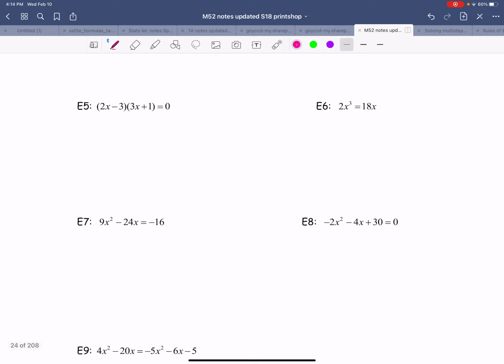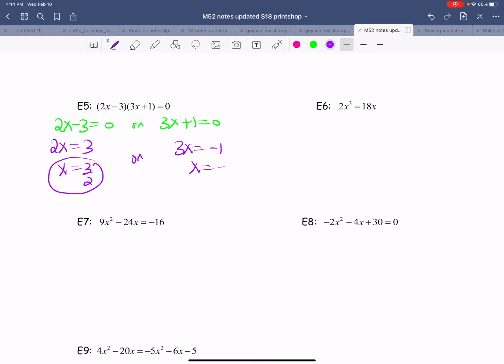Let's look at example number 5. I already have a 0 on the right-hand side. That's great news. That means I can go ahead and set each factor equal to 0. Either this factor is 0 or 3x plus 1 is 0. So now I'm going to be solving for x in these equations. X comes out to be 3/2, or 3x is negative 1, so x turns out to be negative 1/3. So there's my two answers.